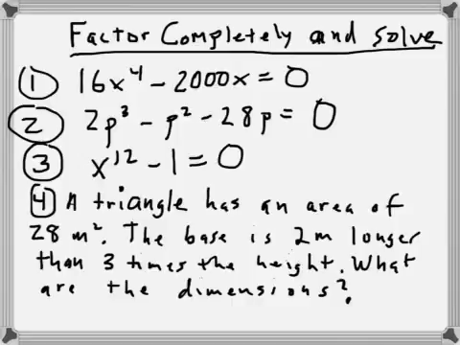So we'll try a couple problems here. This is chapter 6 about factoring. So let's try these four problems. Number 1, and all these are going to be to factor completely and solve. So number 1, 16x to the fourth minus 2000x equals 0. So let's start with that one.